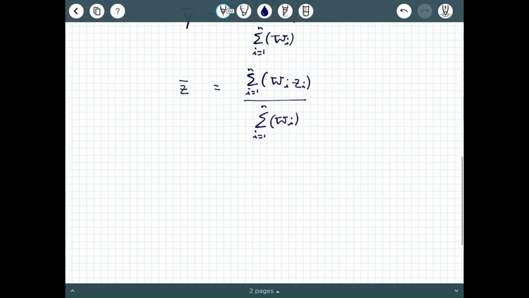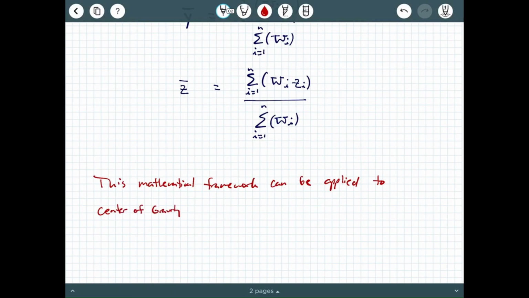So this framework, we're going to make a note here, we're going to say this mathematical framework can be applied to all 3 of these topics that are built into our title of this video. It can be applied to center of gravity, center of mass, and centroid.